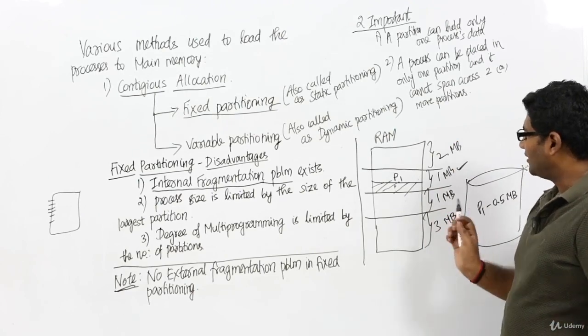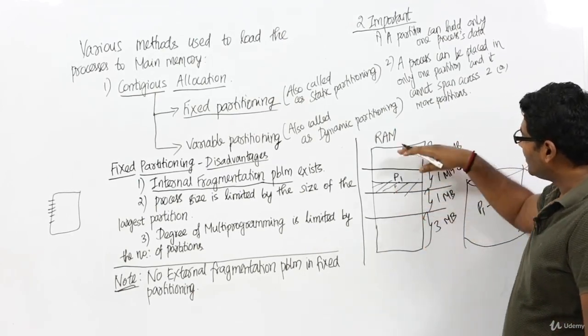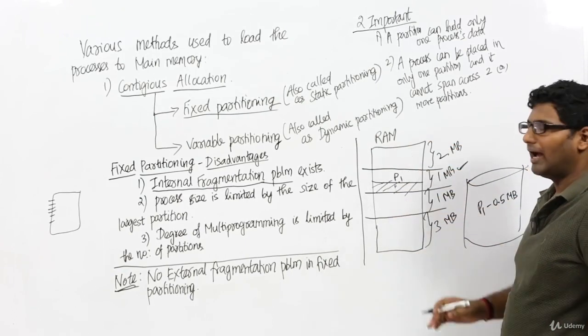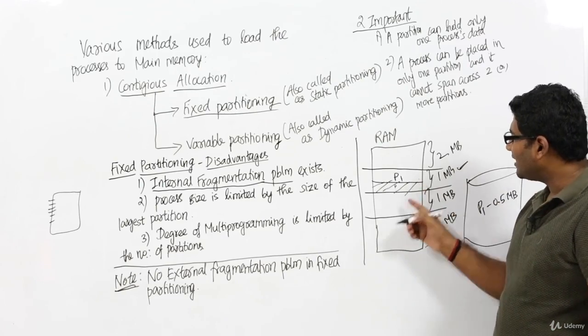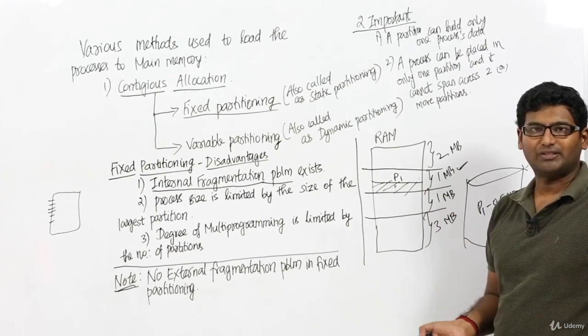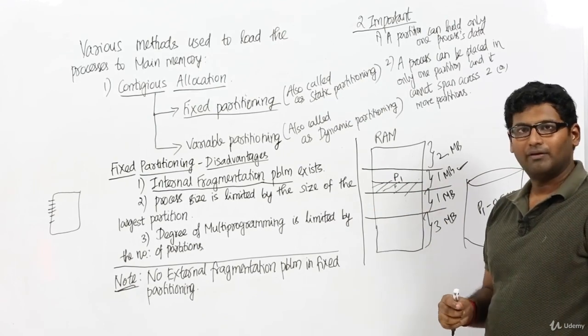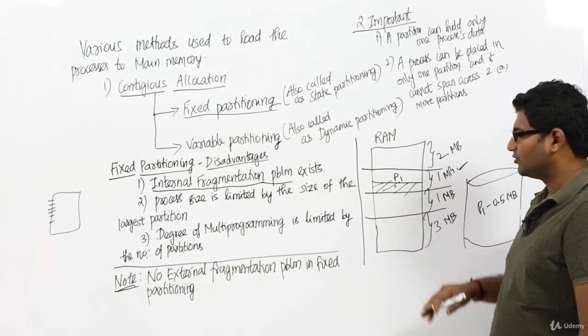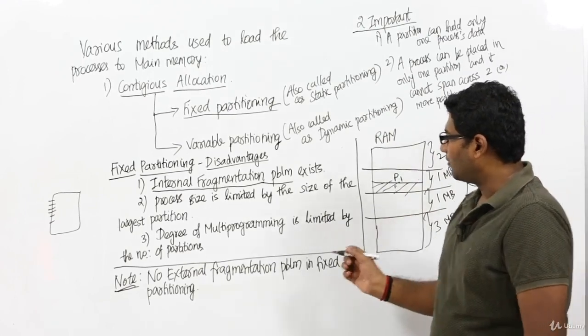Which means, in simple terms, I can say that our RAM is divided into fixed size partitions and every partition can hold exactly one process, and so the degree of multiprogramming, which means the number of processes which can be placed in our RAM, is equal to the number of partitions. See here we have 4 partitions and so there can be only 4 processes. So that is one more disadvantage.